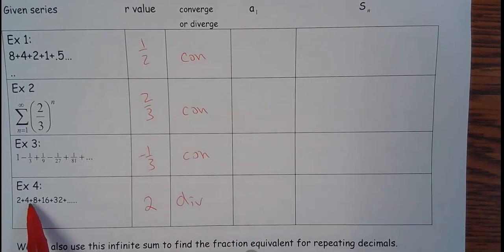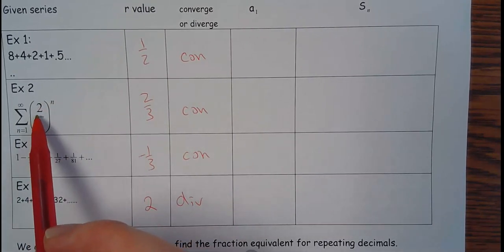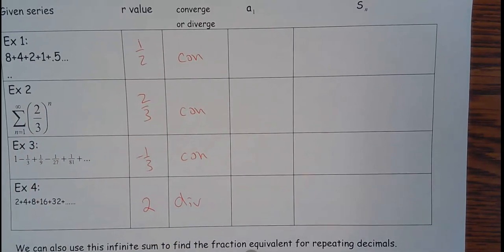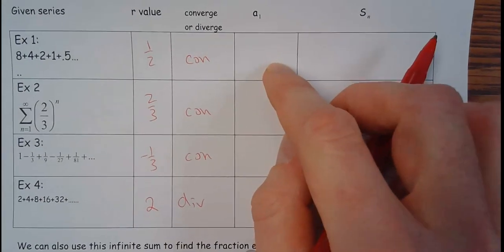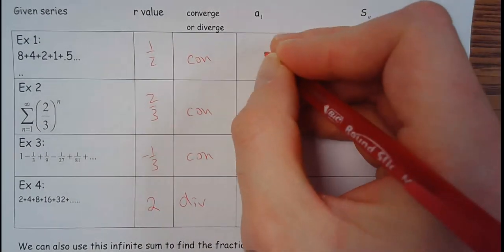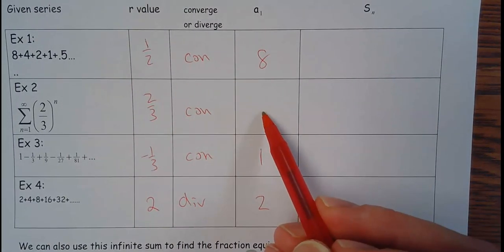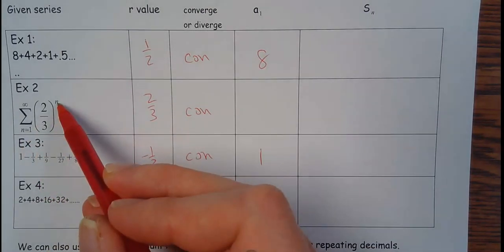Yeah, same thing here, every term divided by the previous. This guy here, again, that's written in summation notation, so 2/3 is in the r place on that one. Now, what is the first term on these guys? Well, the first one's easy, it's 8. This one's easy, it's 1, and that one is 2. What about this guy? It's not really written, okay? So the first term is, I need to plug the 1 in.